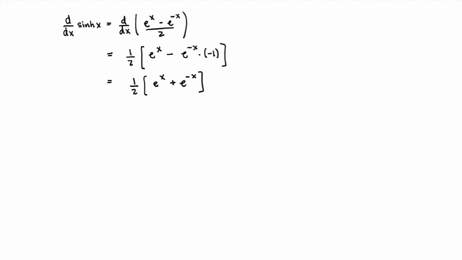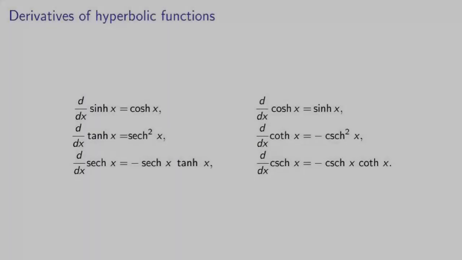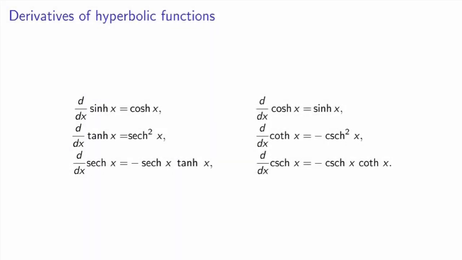And if you look back at the definition of the hyperbolic functions, this is the hyperbolic cosine function. So in other words, the derivative of the hyperbolic sine function is exactly equal to the hyperbolic cosine function. You can do very similar calculations for all the other five hyperbolic functions, and this is what you get.